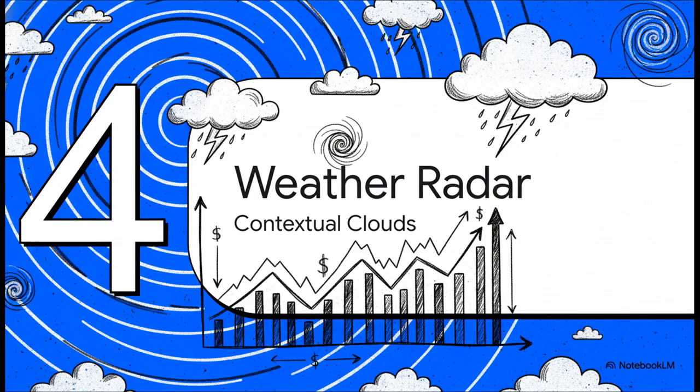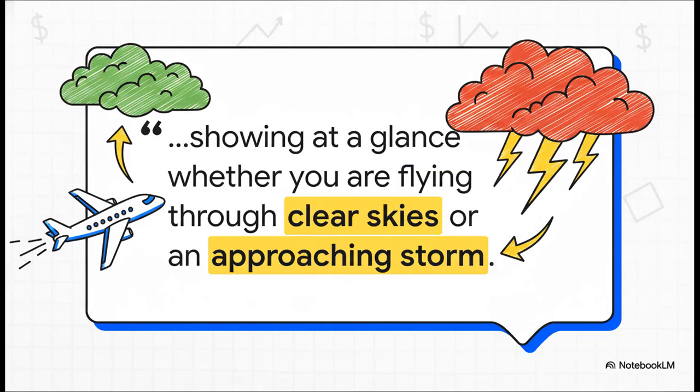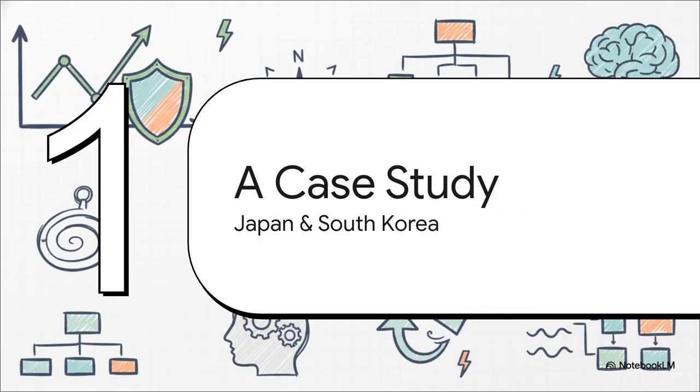In this system, that's the contextual clouds. These red and green clouds work just like you'd expect a weather radar to. It's the final layer of the system, and it takes all that complex data we've been talking about, the structure, the bias, everything, and boils it down into a simple, high-level visual of the dominant market direction. And its purpose is just so simple and powerful. The source material puts it perfectly. The clouds are there for showing at a glance whether you are flying through clear skies or an approaching storm. Green clouds, you've got clear skies. Red clouds, a storm's rolling in. It's that intuitive.